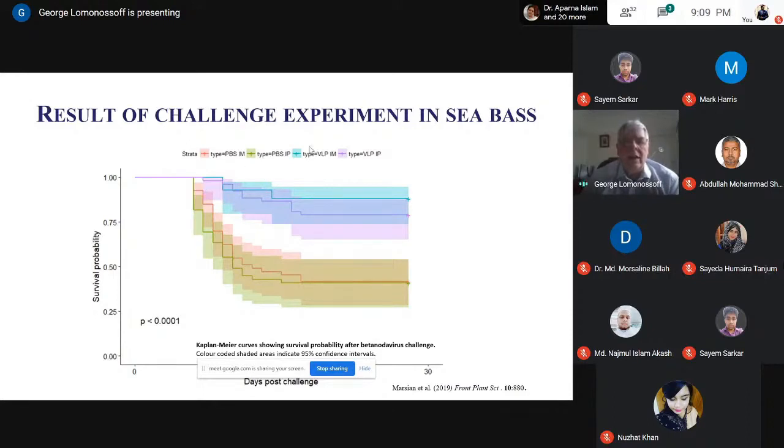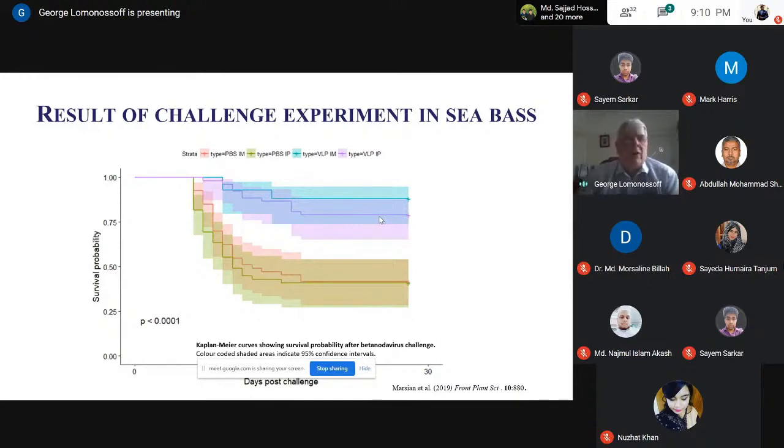These show that if you don't vaccinate the fish first, or just vaccinate them with PBS, fish sadly die quite quickly. If you do vaccinate either intraperitoneally or intramuscularly with the plant-produced vaccine, the survival is much better. So those are initial studies saying that this plant-produced VLP candidate vaccine has the potential to protect fish against disease.